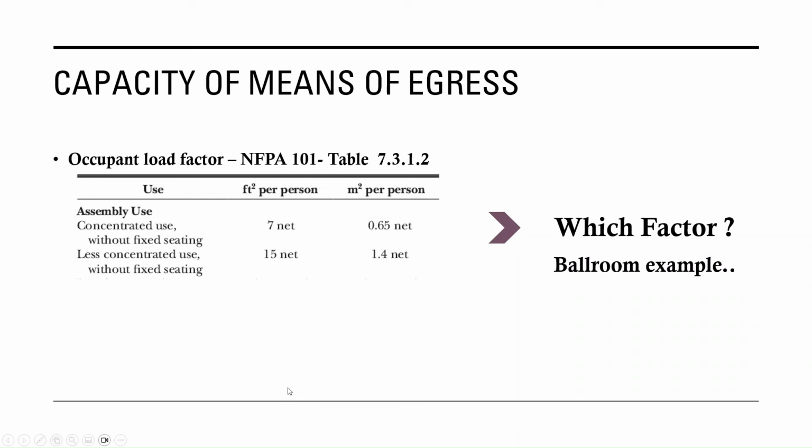So let's take an example. A ballroom in a hotel. The ballroom could be used as a standing area or even a non-concentrated seating area with tables and chairs, which will take more space. The occupant load factor should be the most stringent one in that case.